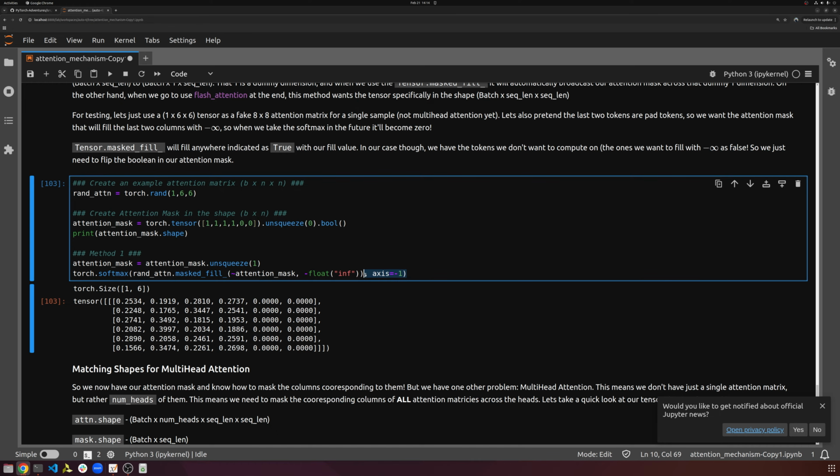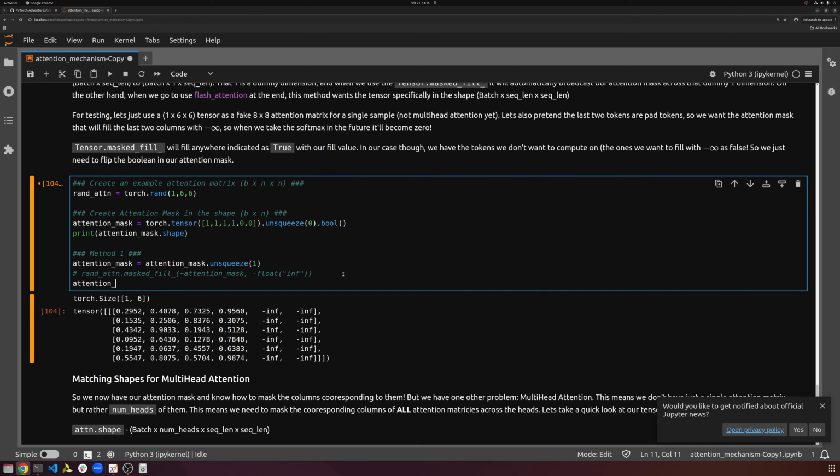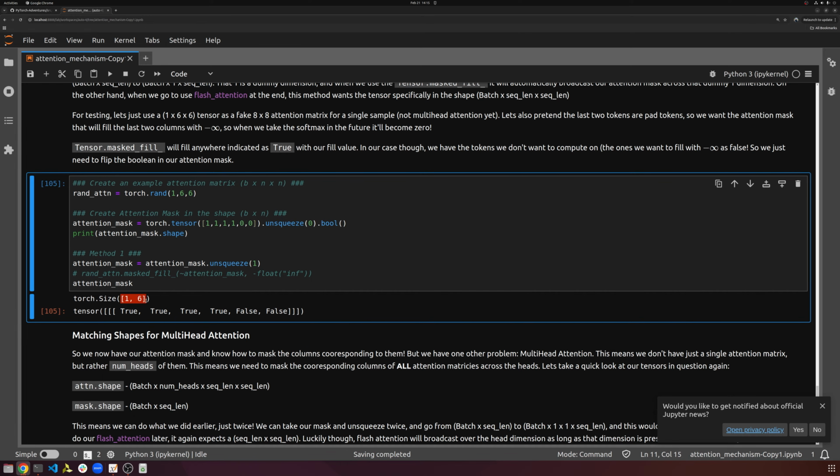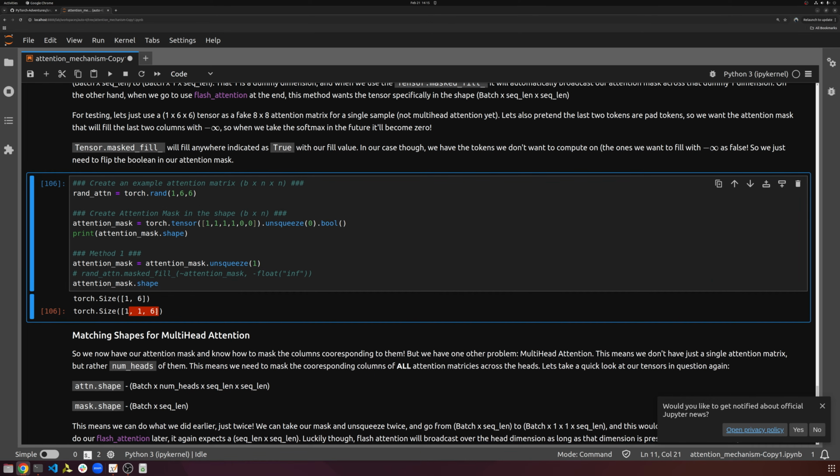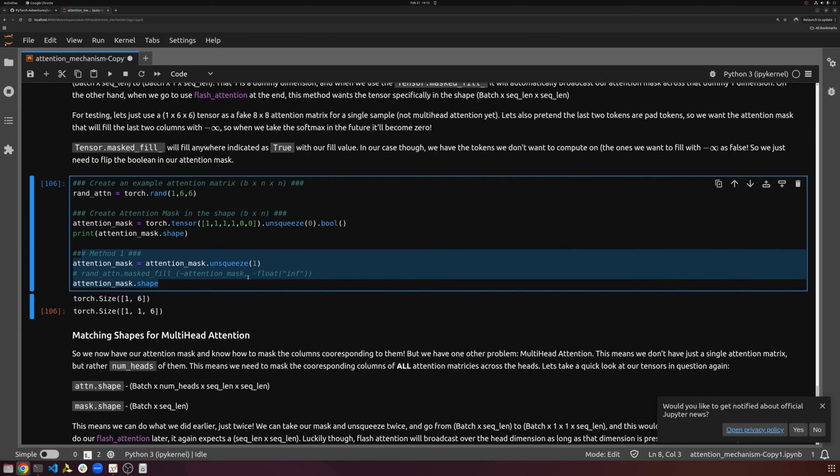But the key idea here is my attention mask is in the shape of 1 by 1 by 6. So it's batch by our sequence dimension that we'll broadcast over, and then our sequence dimension, right? So there we go. That's how it works. Now the thing is that this is how we can do it. I think this is how I end up doing it. I can't remember off the top of my head, but we'll see. So regardless, we have this.